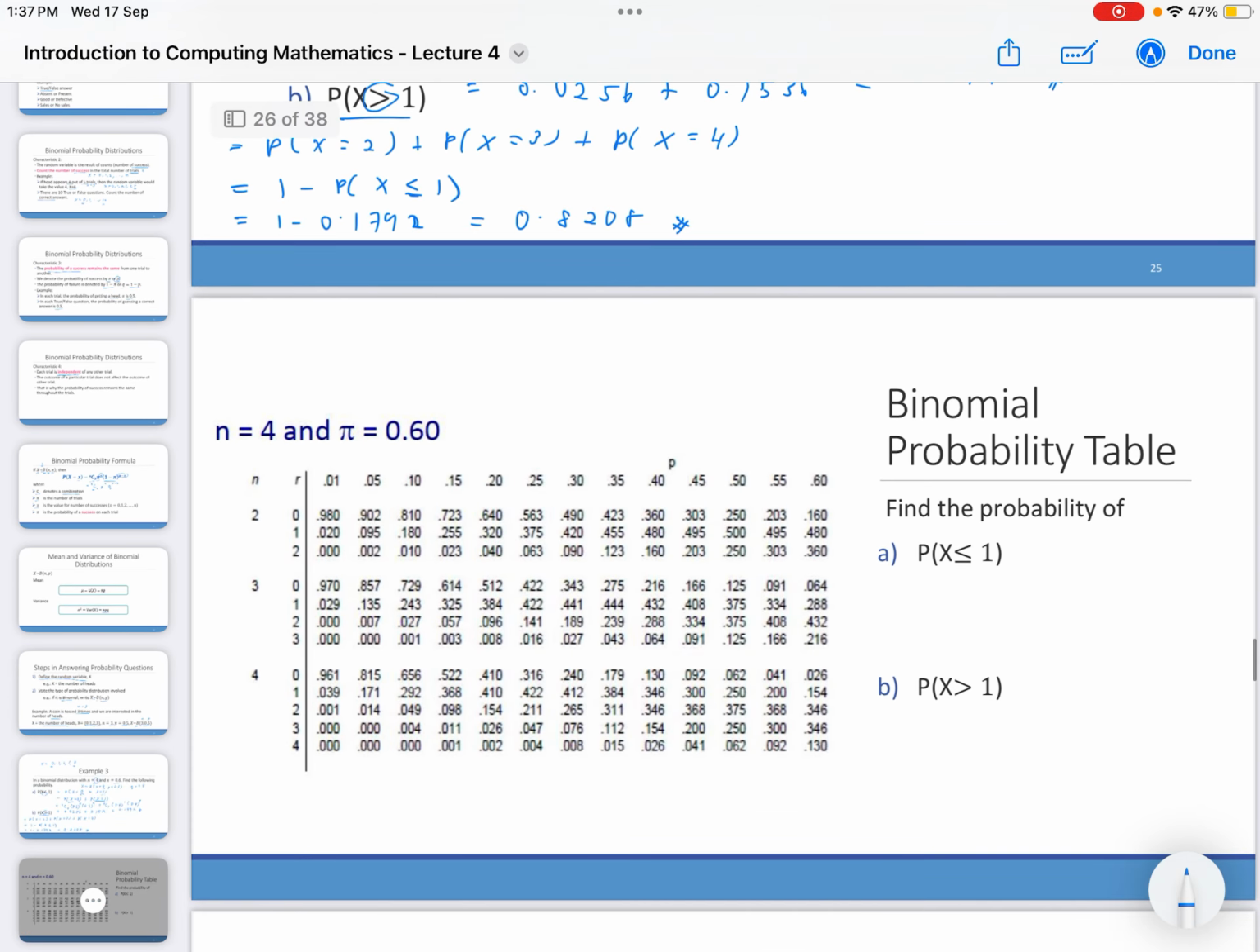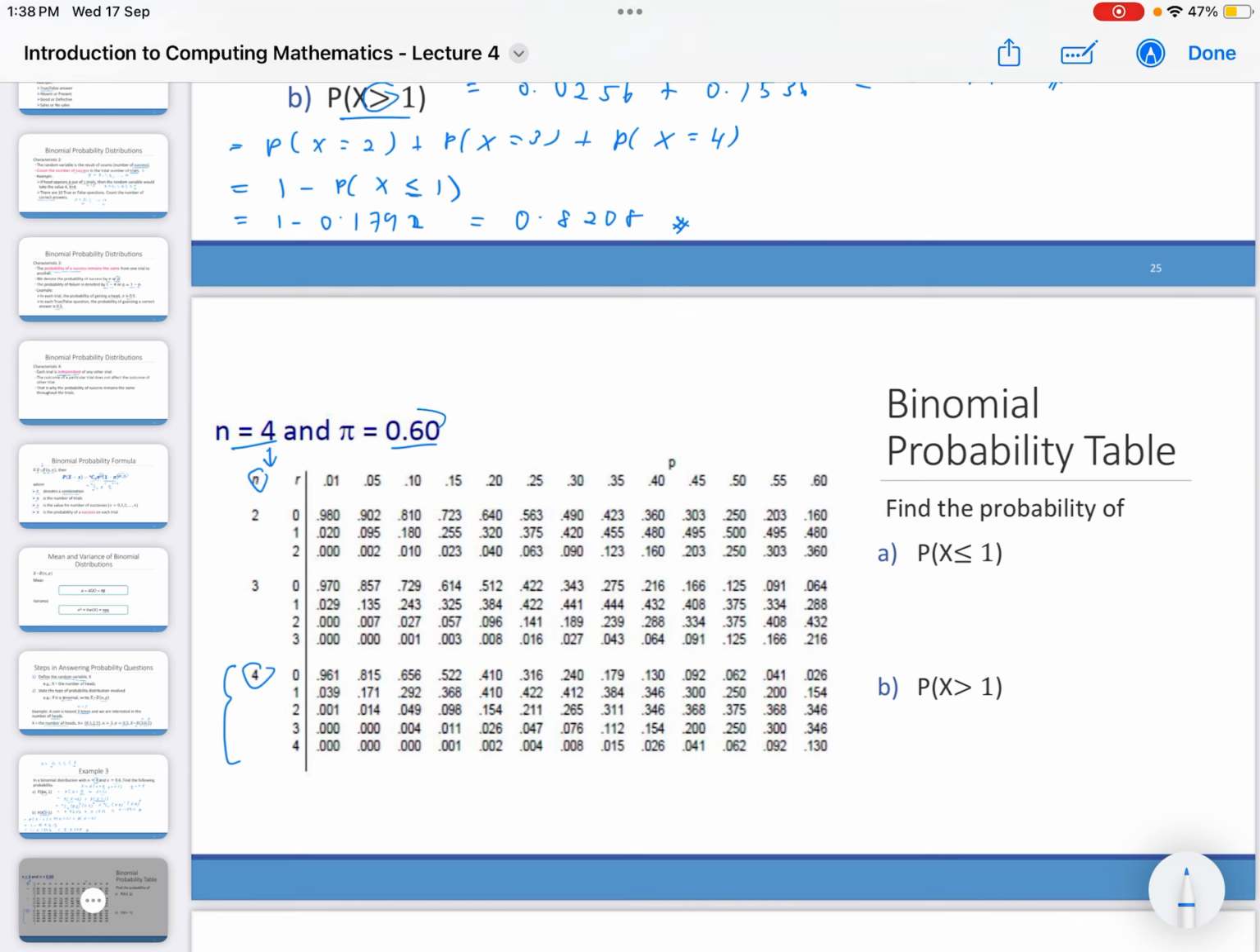Okay, so basically we also have a binomial probability table. This one will also be given in the formula booklet, so you can use the table. So how do we read the table? Okay, let's say we have n equals 4, the same question, n equals 4, and then pi or p equals 0.6. So the first thing is you look at the n. So you look at the first column here. We find n equals 4, which is this one. So now we only focus on this part. Okay, n equals 4.